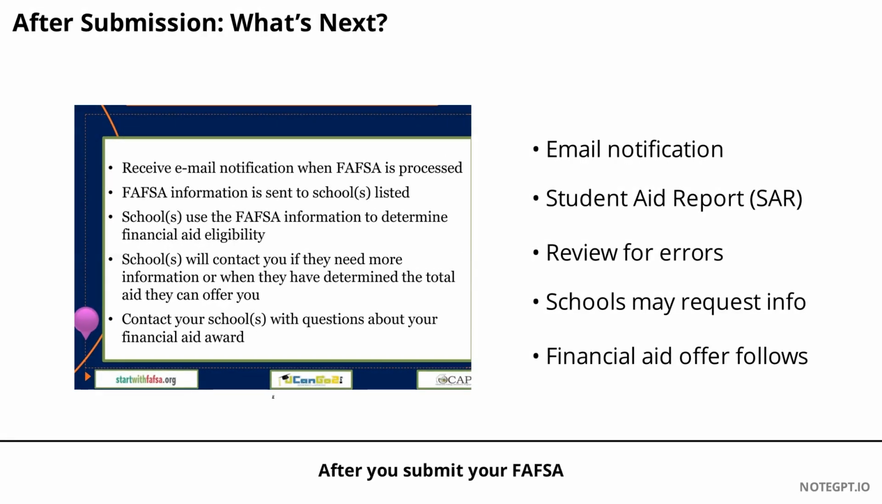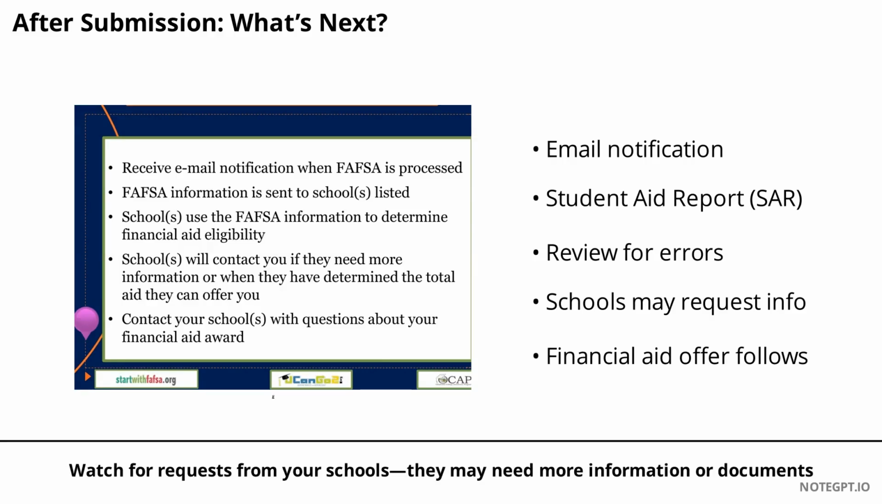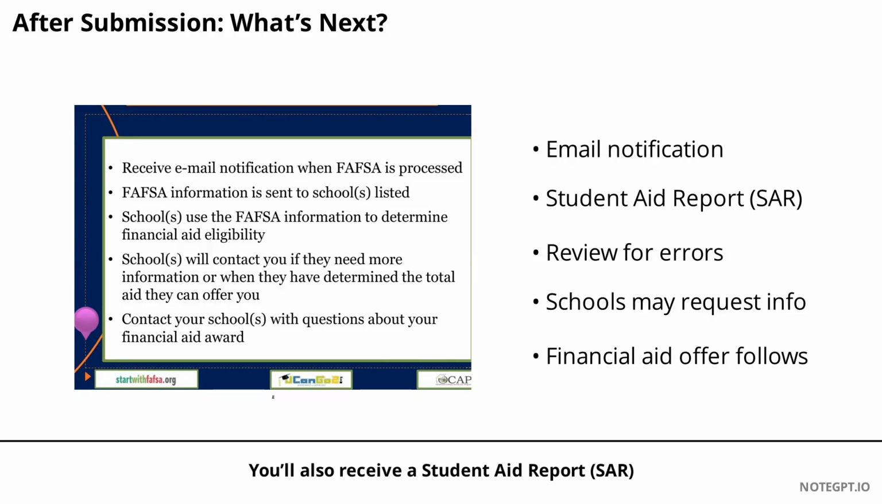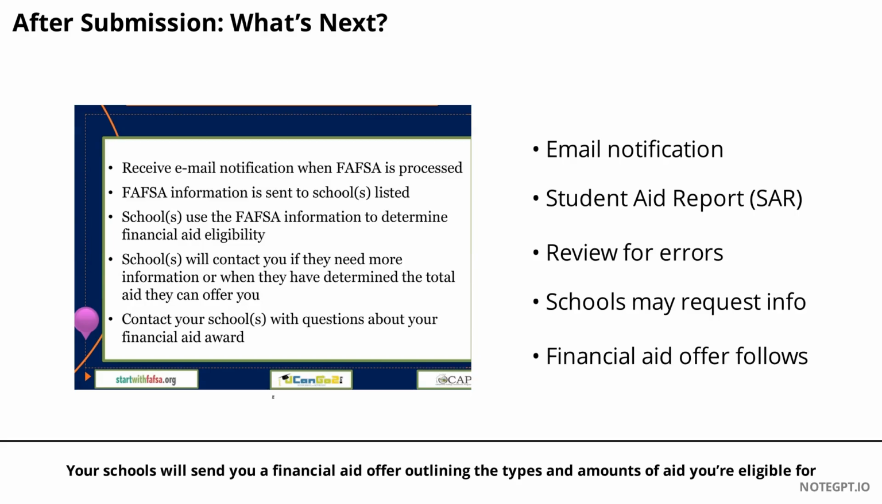After you submit your FAFSA, you'll receive an email notification when it's processed. Your information is sent to the schools you listed, and they'll use it to determine your financial aid eligibility. Watch for requests from your schools. They may need more information or documents. You'll also receive a Student Aid Report, SAR, summarizing your FAFSA data. Review your SAR for errors and make corrections if needed. Your schools will send you a financial aid offer outlining the types and amounts of aid you're eligible for.